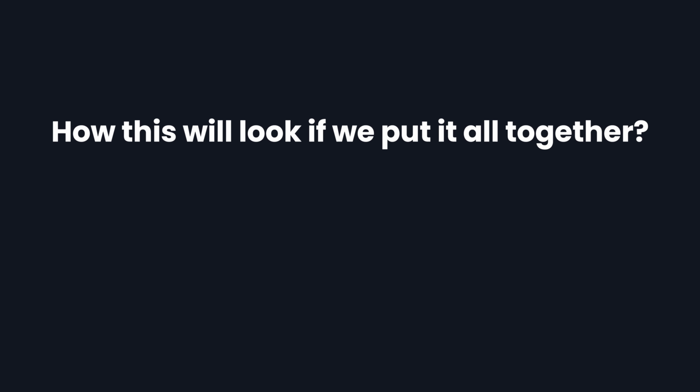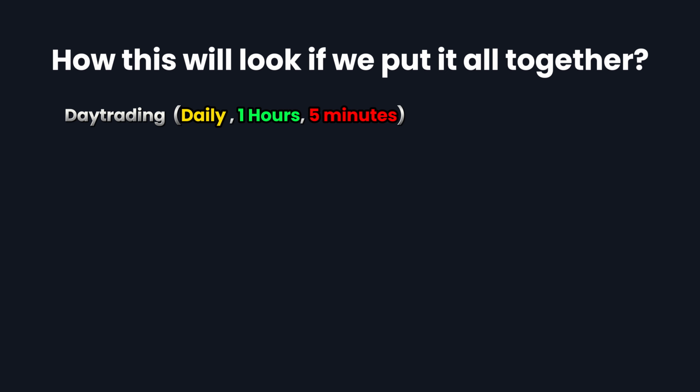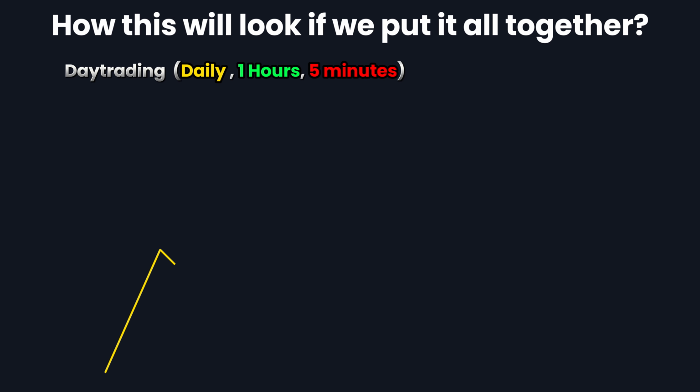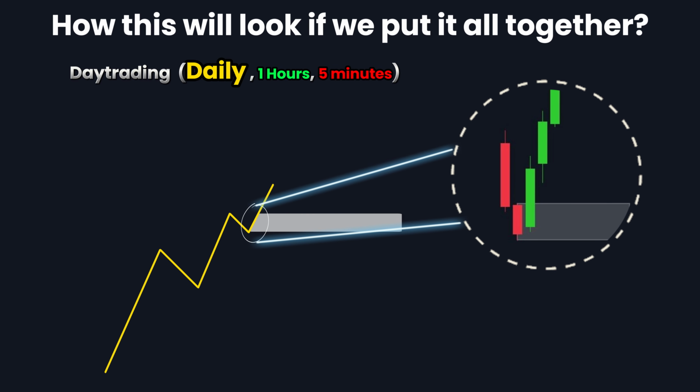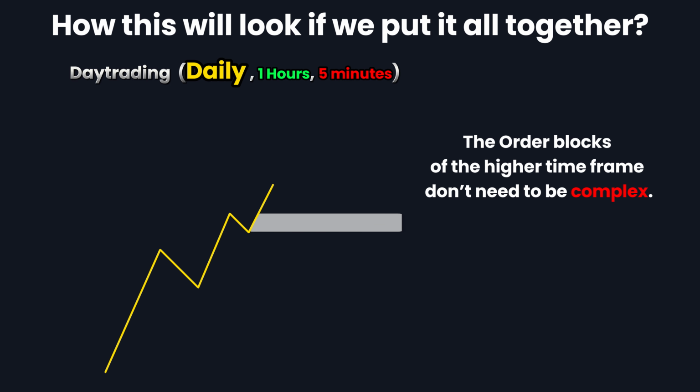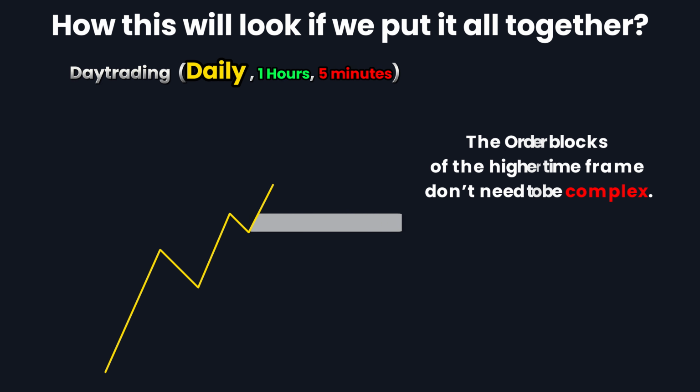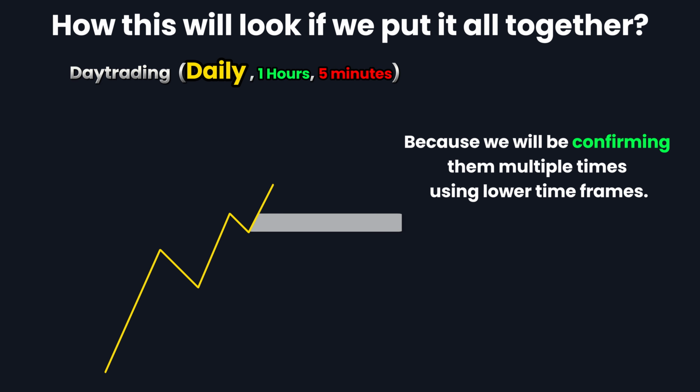So let's give you an example of how this will look if we put it all together. Let's assume that you are a day trader. First, you need to look at the daily time frame and define the direction. If the direction was bullish, like in this case, we now define the order blocks of interest. It can be as simple as selecting the down candles for its indication that this was the sell before the move up. The order blocks of the higher time frame don't need to be complex because we will be confirming them multiple times using lower time frames.